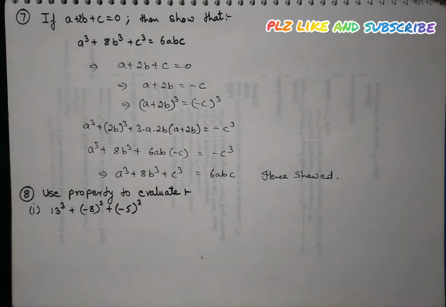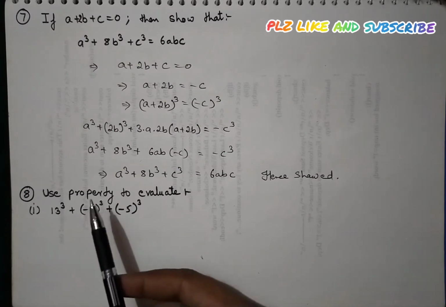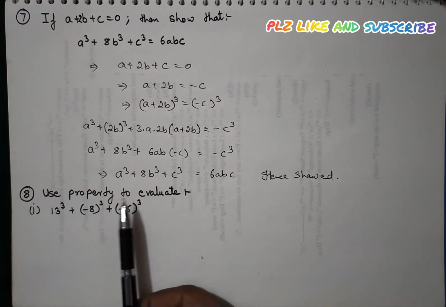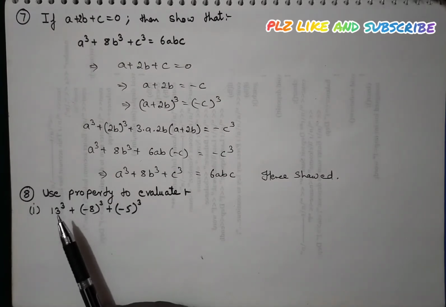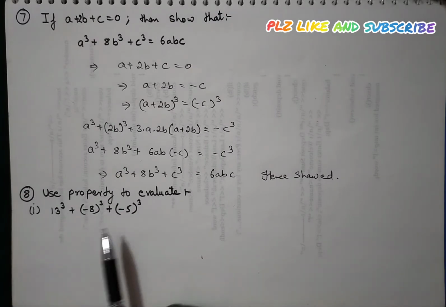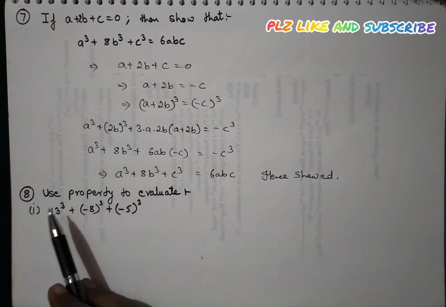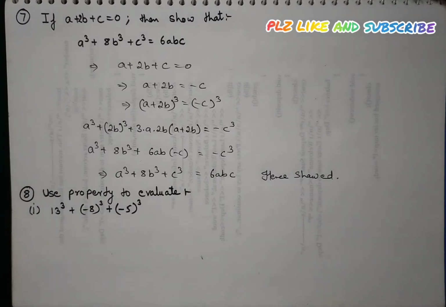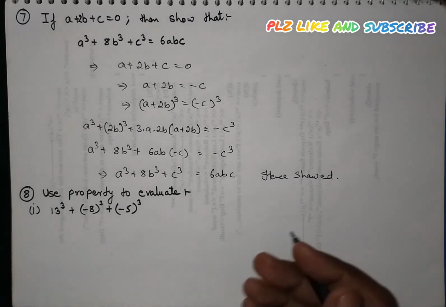Now here we have question number 8, in which we have to use the property to evaluate the given expression. Here it is 13 cube minus 8 cube minus 5 cube. You have to solve it using a property. If we go for taking the cube and solving it, it will be quite long. So very first of all we will check what is the sum of these.